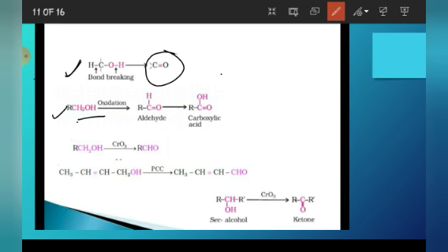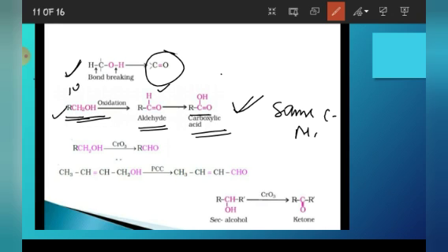This RCH2OH, you can identify, is a 1 degree alcohol. On oxidation it gives aldehyde first and further on oxidation gives carboxylic acid. If you compare the number of carbon atoms in the starting and the final product, they are the same. So we can say that 1 degree alcohol on oxidation gives aldehyde, which on further oxidation gives acid with the same number of carbon atoms. Okay, this is for 1 degree alcohol.